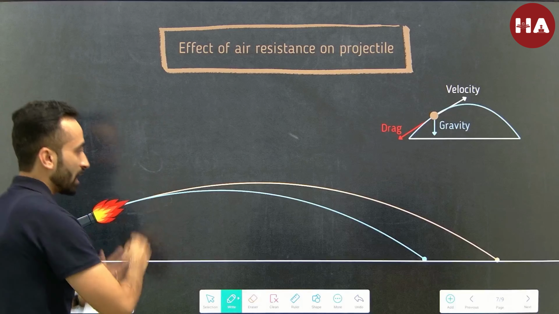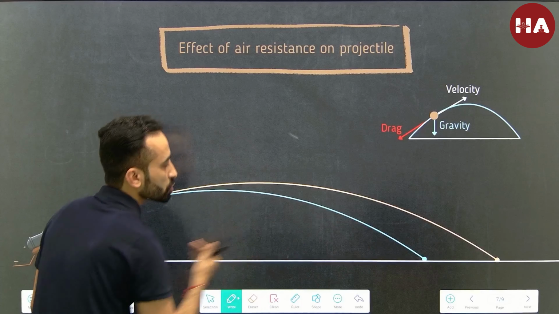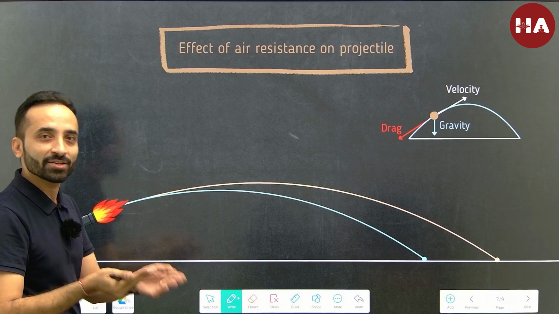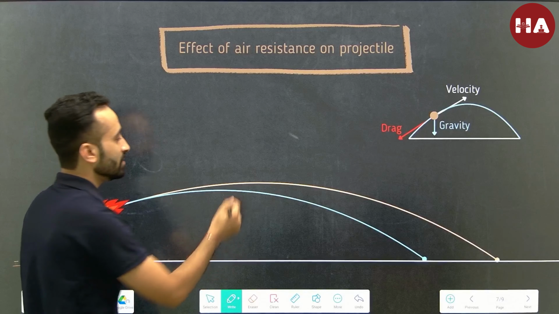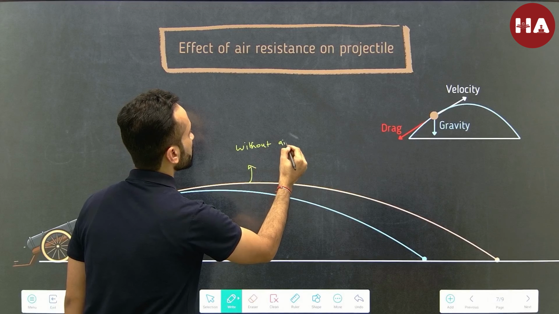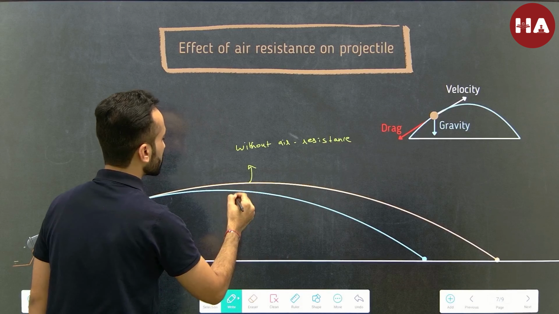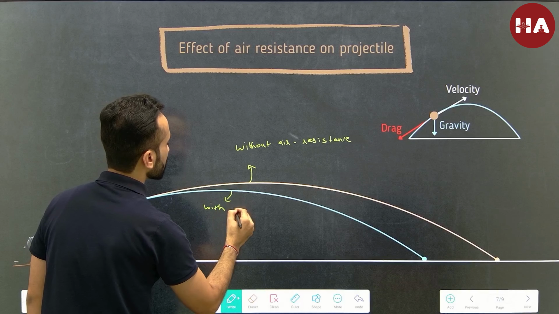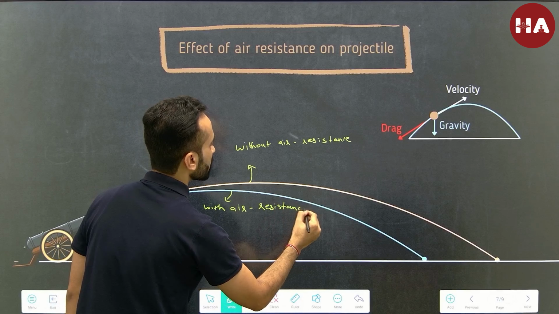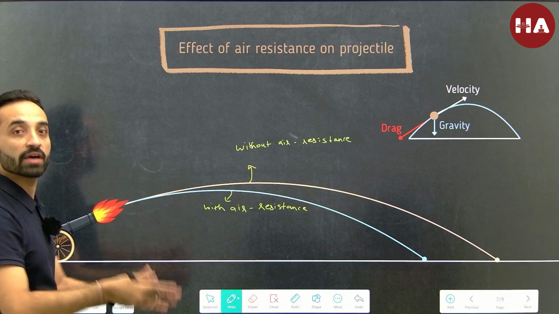Okay. Now therefore you are seeing two different paths. One path is this and the other path has a shorter range. What do you think? Which one is the path when air resistance is taken into account? I think it should be very clear that this path is without air resistance, while this path is with air resistance taken into account. So keep that in mind. You can clearly see this is without air resistance, the path we were discussing so far, which was parabolic.